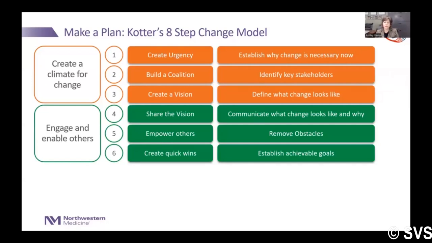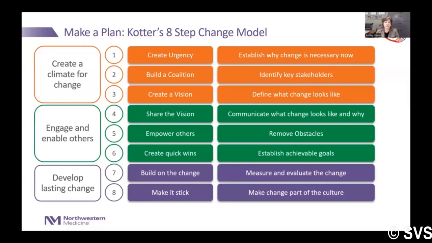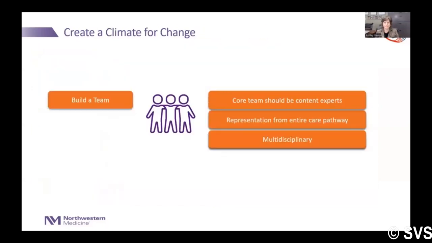And then it's important to keep people motivated. So can you establish small, quick wins throughout the process that provide motivation and opportunities to celebrate your early success? And then to make change stick, it's important that you identify how you're going to define success, how you're going to measure it, how you're going to then communicate those successes or challenges back to your team, and help make change a part of the culture.